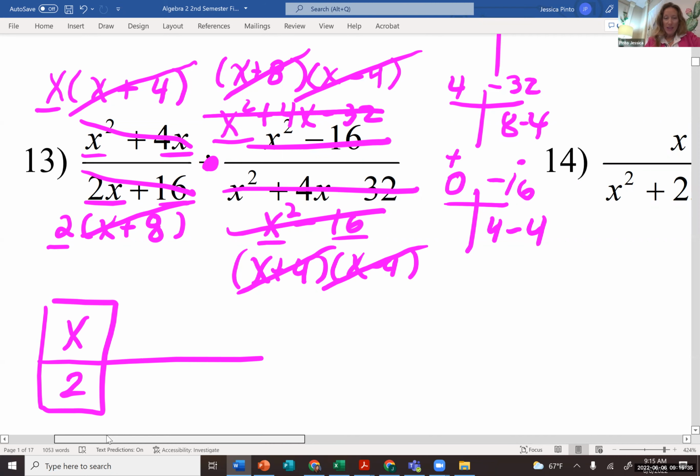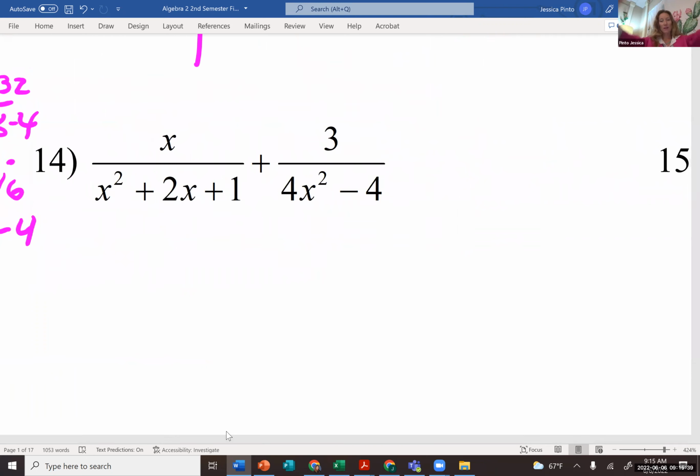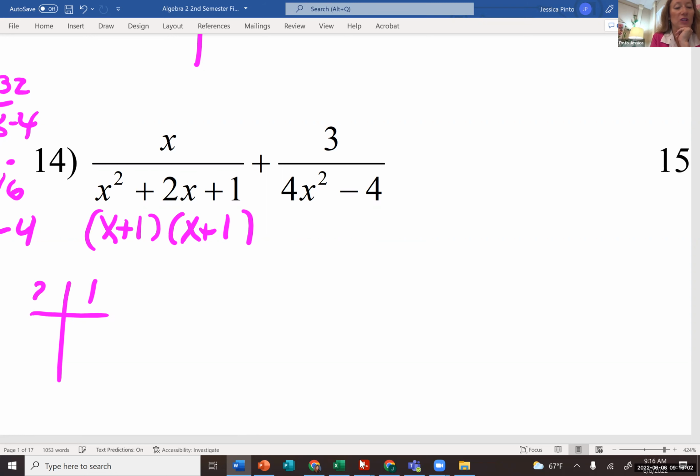Cool. And we're going to look at 14. Okay, so this one we're trying to add these two fractions. So again, I need to factor the denominators so I can see what the factors of the denominators are, because I need a common denominator. So I look at this, I need to add to 2 and multiply to 1. That's going to be x plus 1 and x plus 1, right? 1 and 2. I hope that's easy for you.